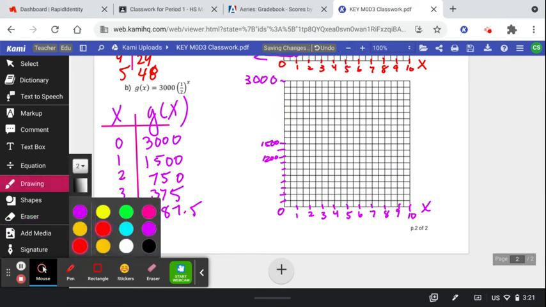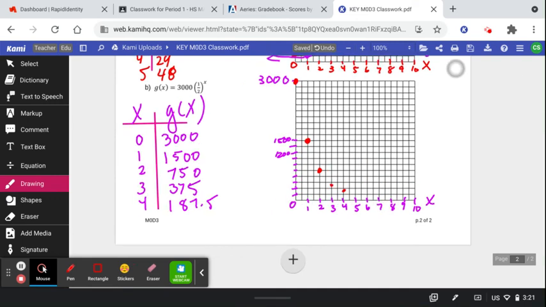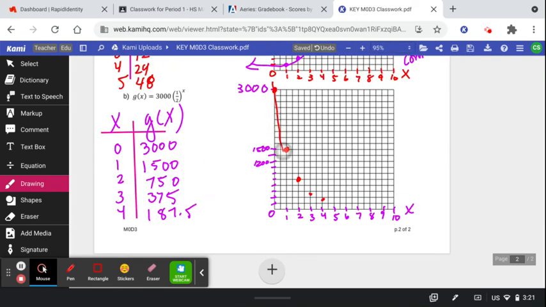Okay, so that beginning dot is going to be at 0, 3,000. Next one's at 1, 1,500. Next one's at 2, 750. So 300, 600, 750 is right there. Next one's at 3, 375. Next one's at 4, 187. And again, this is going to be a connected graph because functions are continuous.